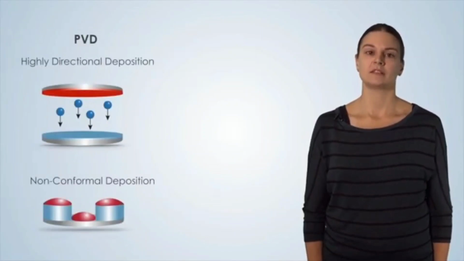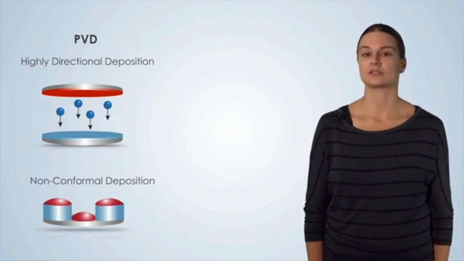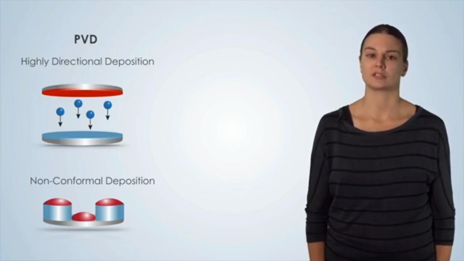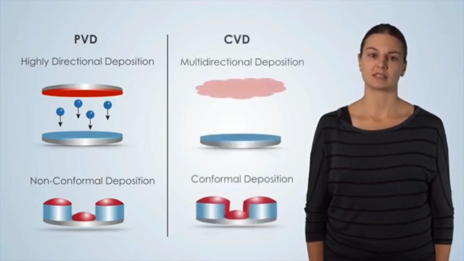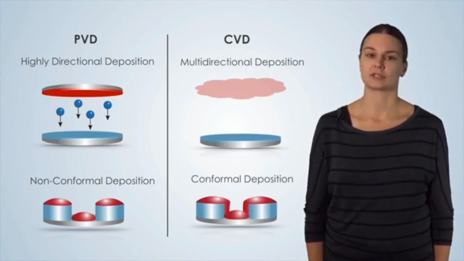In PVD, the deposition is generally more directional, meaning there is a defined path for how the molecules will deposit onto the surface. This can result in non-conformal films, meaning that the film may not contour smoothly along geometrically complex surfaces, such as trenches or rounded surfaces. By contrast, the nature of CVD processes results in multi-directional deposition, allowing for more conformal deposition along complex surfaces.